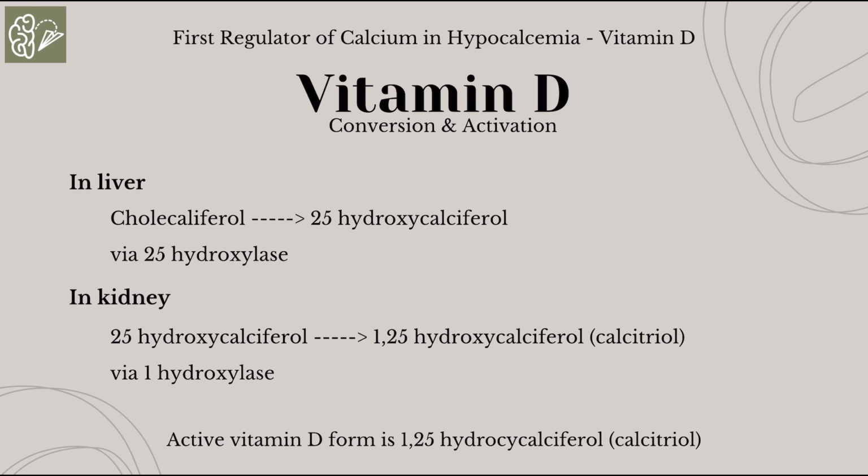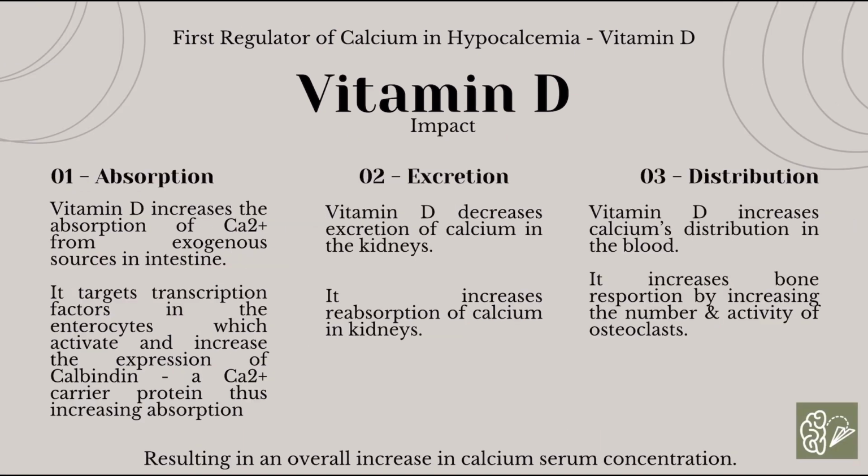So initially it will go to the liver, and via 25-hydroxylase, which is the enzyme, it will convert it to 25-hydroxycalciferol. Then it will go to the kidneys via 1-hydroxylase, and it will get converted into the active form, which is 1,25-hydroxycalciferol or calciferol. So now vitamin D is activated. Initially it was cholecalciferol, then it goes to the liver, becomes 25-hydroxycalciferol, and then it becomes 1,25-hydroxycalciferol or calciferol, which is the active form.